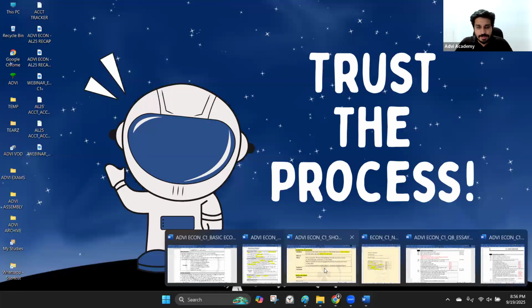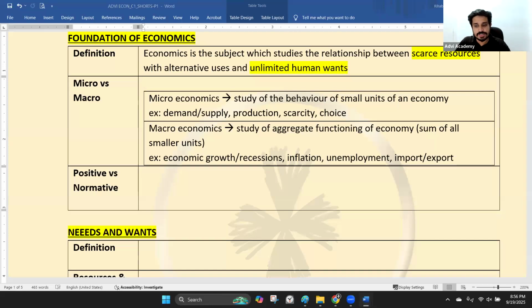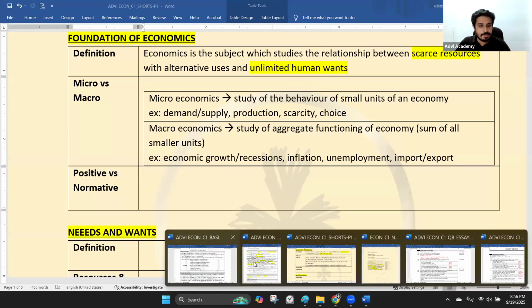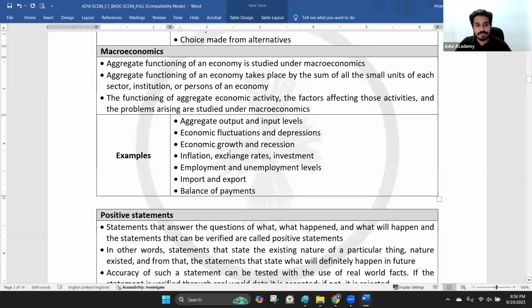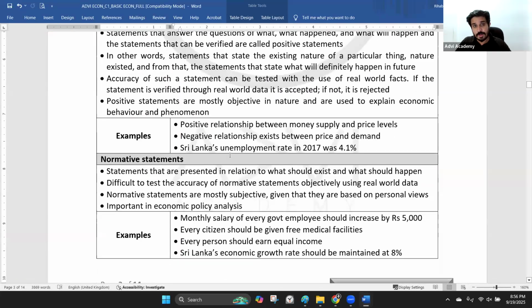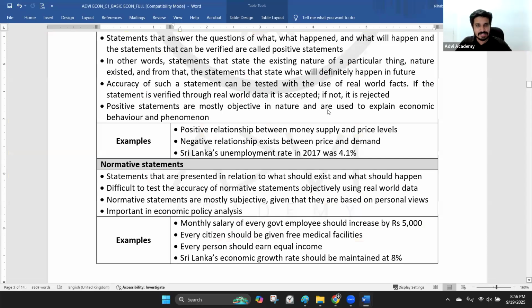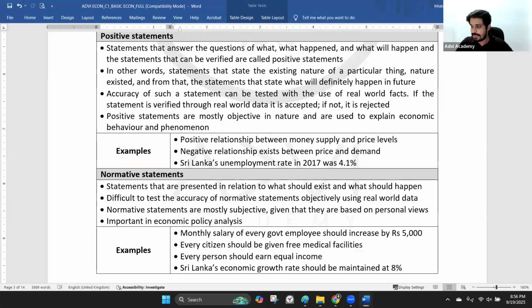We're moving back to the short note. So there's one more section to discuss, which is positive versus normative statements. Let's quickly discuss that as well. The last part of the first part of chapter 1. So positive versus normative statements: in the tute, there's a long description, right? I'm not going to go with that. I'm going to try and give you a summarized version of what this is.